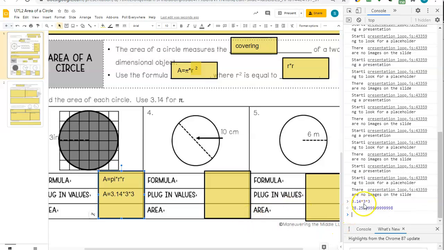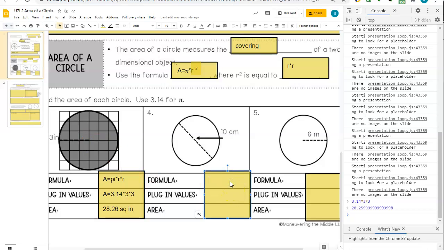So 28.26. And that is square inches. Okay? Square inches. Because that's how many, it would take 22 and a little bit more than a quarter of a square. So 28 of these and a little bit more to fill it up.